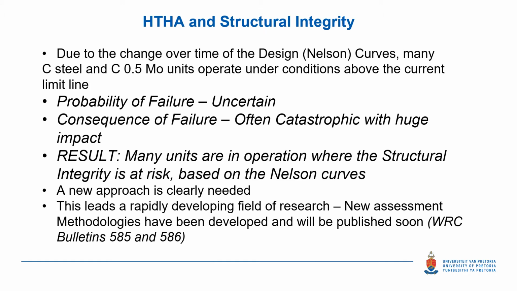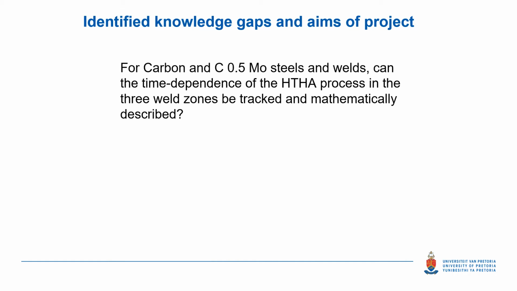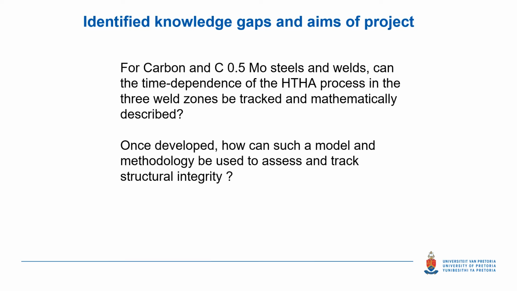New assessment methodologies are currently being developed, such as those contained in the new draft WRC 585 and 586 bulletins. Our work is aimed at contributing to these new methodologies. We formulated two goals for this study. We wanted to describe the kinetics of the HTHA damage process mathematically for carbon and carbon half moly steels and welds. Thereafter, we wanted to establish how such a model could assist in improving the structural integrity assessment of units fabricated from such steels.